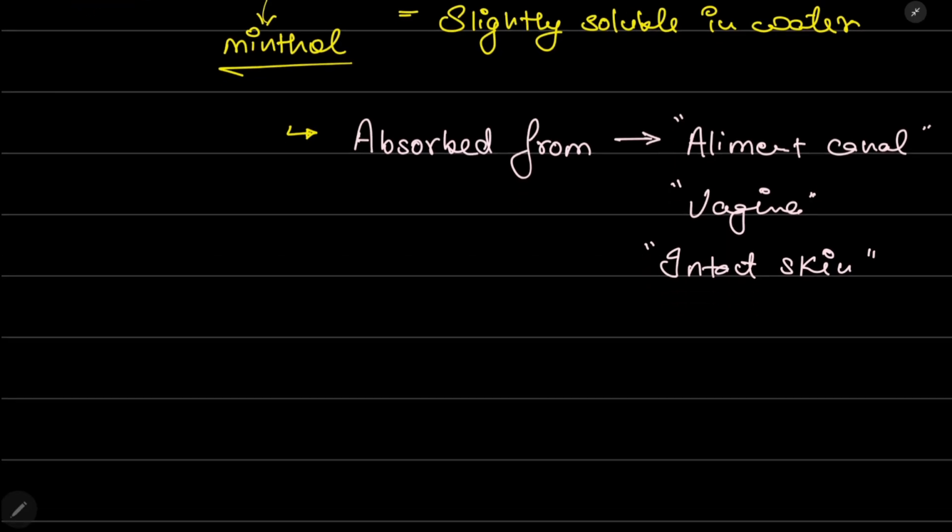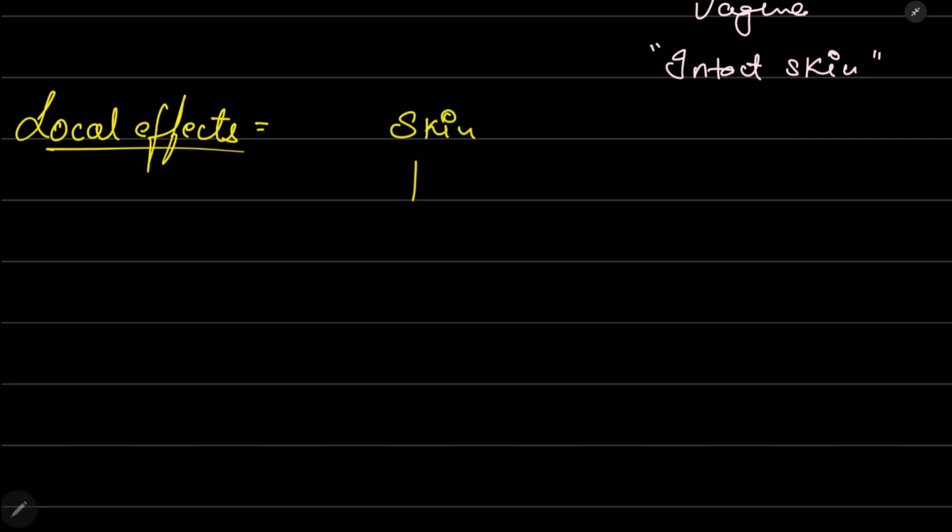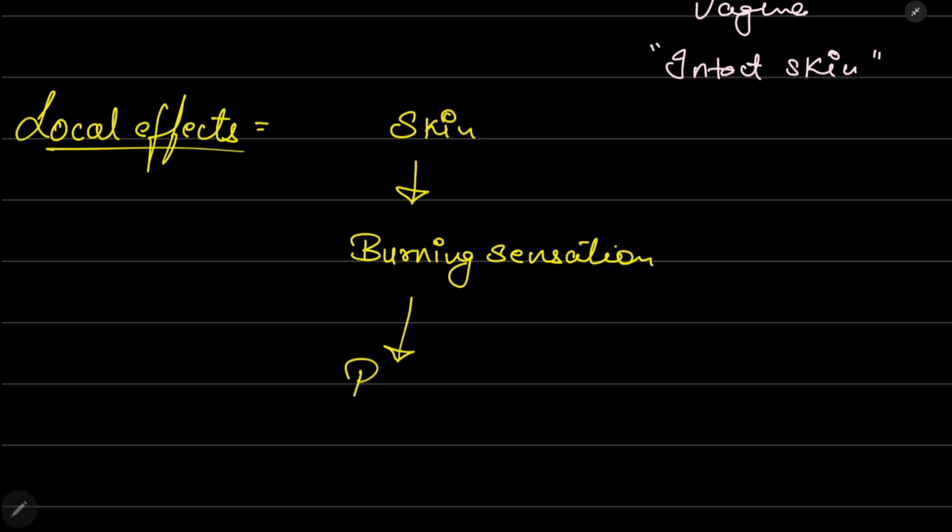Carbolic acid shows both local effects as well as systemic effects. We have to discuss both. First, we are going to discuss the local effects of phenol poisoning. As soon as it comes in contact with the skin, it will cause a severe burning sensation. Then after some time, it will become painless. Anesthesia will occur because it causes destruction of the sensory nerves.